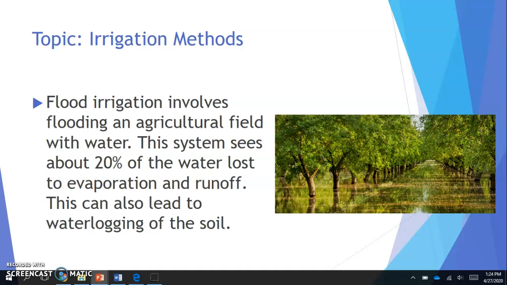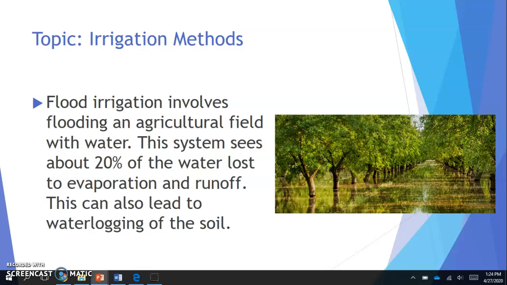Flood irrigation. What kind of orchard was this? I think this was an almond orchard. If you guys didn't know, almonds actually grow on trees. There's a lot of almond orchards out in California. And this involves flooding an agricultural field with water, so what you see here. This would have been done on purpose. This sees about 20% of your water lost to evaporation and runoff, similar to the furrow irrigation. And obviously, this can lead to waterlogging of the soil.